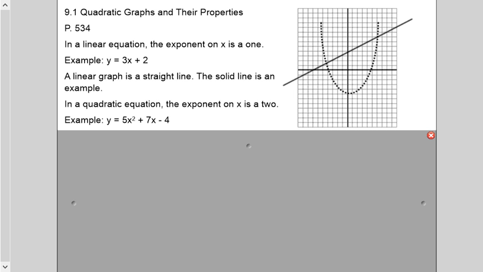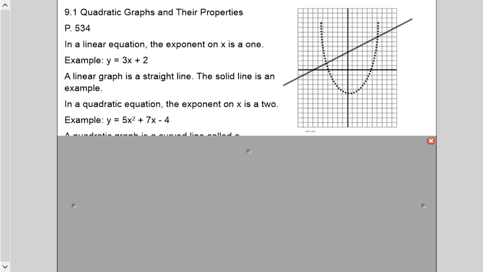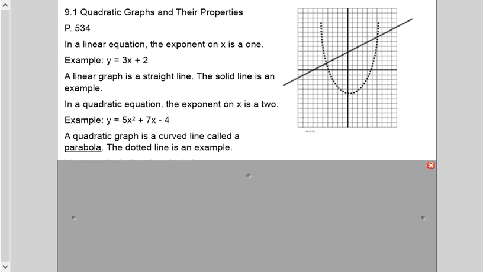It doesn't matter that the exponent on the plain x is a 1. What you're looking at there is the biggest exponent, which is a 2. We said that a linear graph is a straight line. A quadratic graph is a curved line called a parabola. If you look at the graph in the top right-hand corner, the dotted line is an example of a parabola. You see it's kind of U-shaped. That is a parabola. Graphs of quadratic equations are always parabolas.